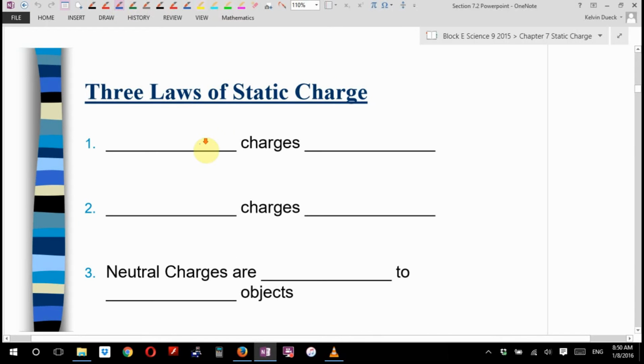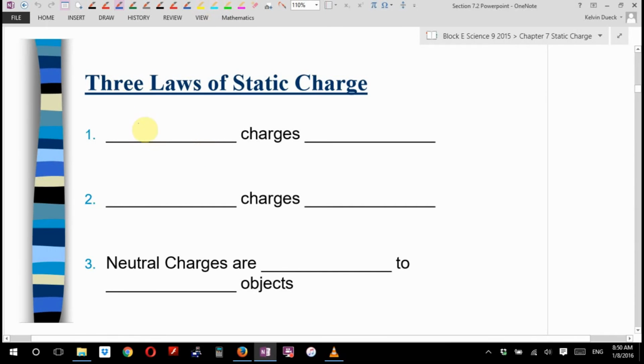Nick, my friend, what are the 3 laws of static charge? I'm going to give you a hint with the first one. The first one, I'm going to put the word like. Like charges repel. Then I'm going to put the word unlike. Unlike charges attract.